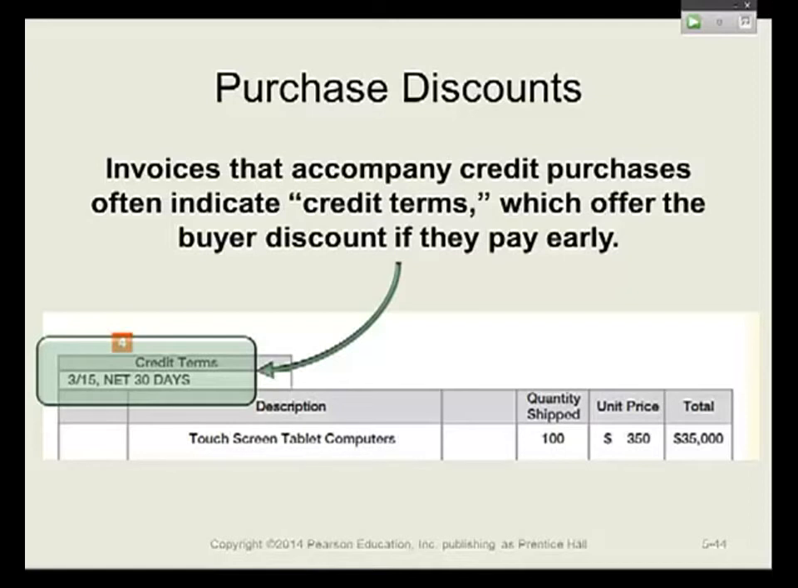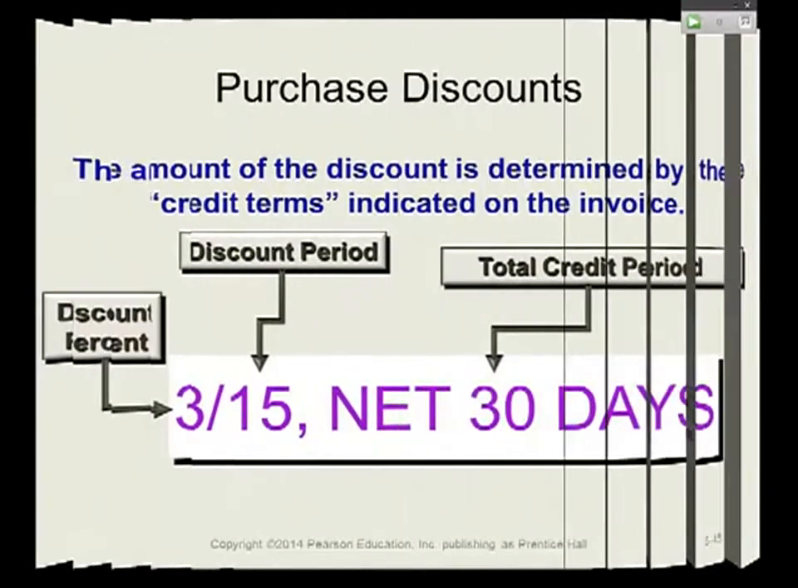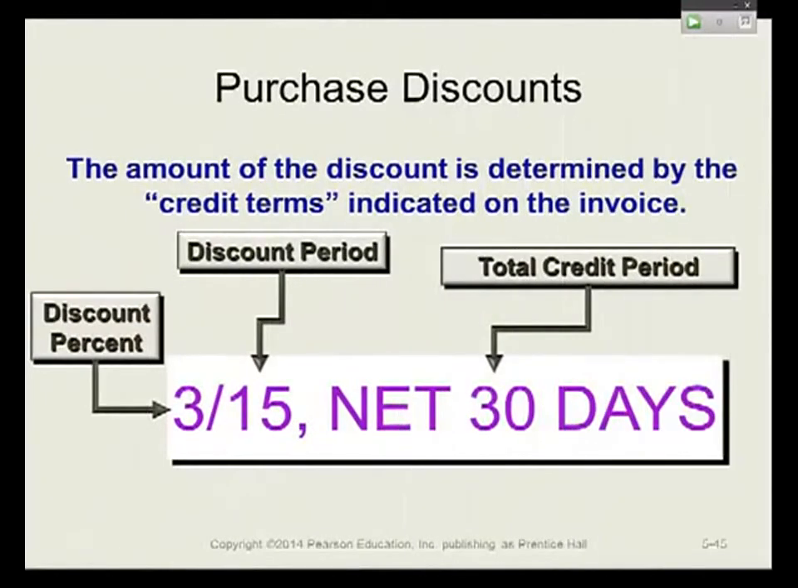All right. Now, at this point, we're going to think about whether or not we're going to pay the invoice within the discount period. So, going back to the terms of sale, the invoice has the term of sale. Going back to the purchase of the 100 tablets by our sample company, the terms of payment were $315 net 30. So again, the discount is 3%, the discount period is 15 days, and the total credit period is 30 days.